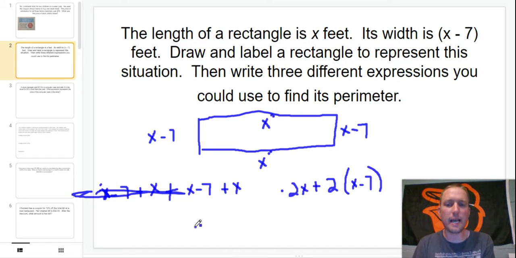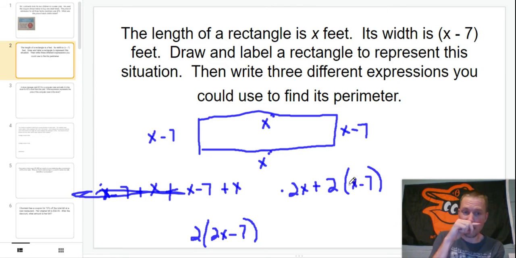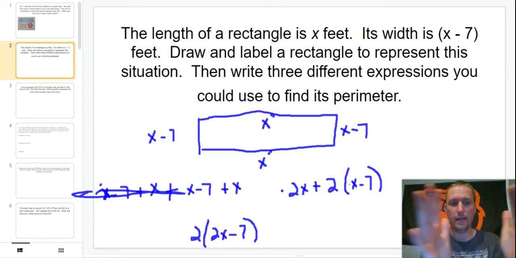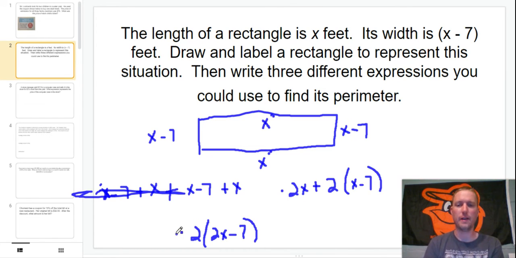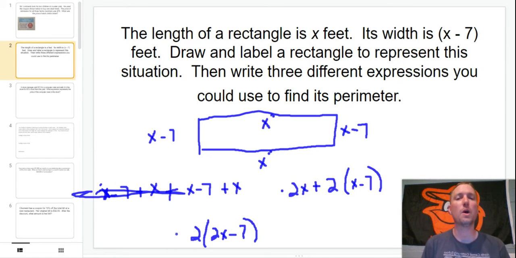And what we could do is we could say 2 times 2x, which comes in here, my 2x, minus 7. Okay? So what we did here is we multiplied these two and threw it into our expression here. So we kind of took our second example and sort of smushed them together even further. And now 2 times 2x minus 7 would be even a third equivalent expression for this situation.